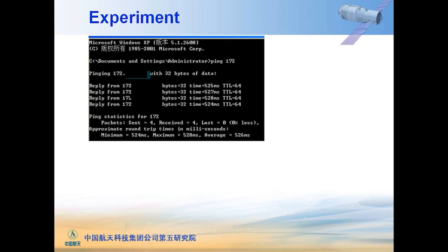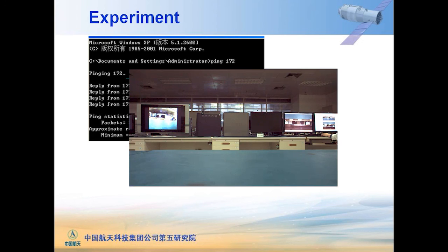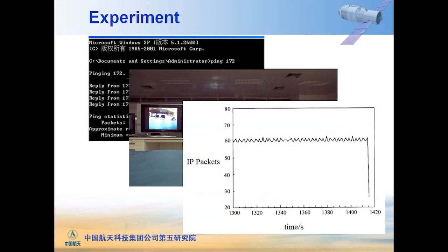The HD image downlink is normal, and the image is clear and smooth. The wireless transmission is normal. The wireless rate is controlled evenly, with an average of 60 packets per second. The wireless is smooth and there is no packet loss.